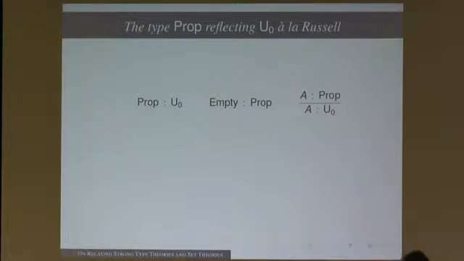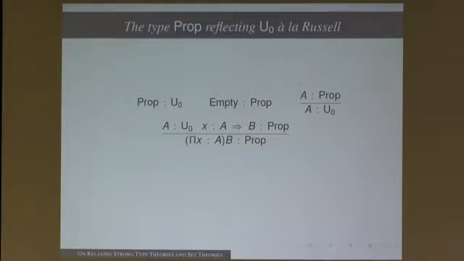So the question about how strong this Martin-Löf type theory with prop is still open. A more manageable question is the following. If we don't ask too much, we just ask for prop to reflect certain types, namely only types that live in the first universe. So that's a severe restriction here.